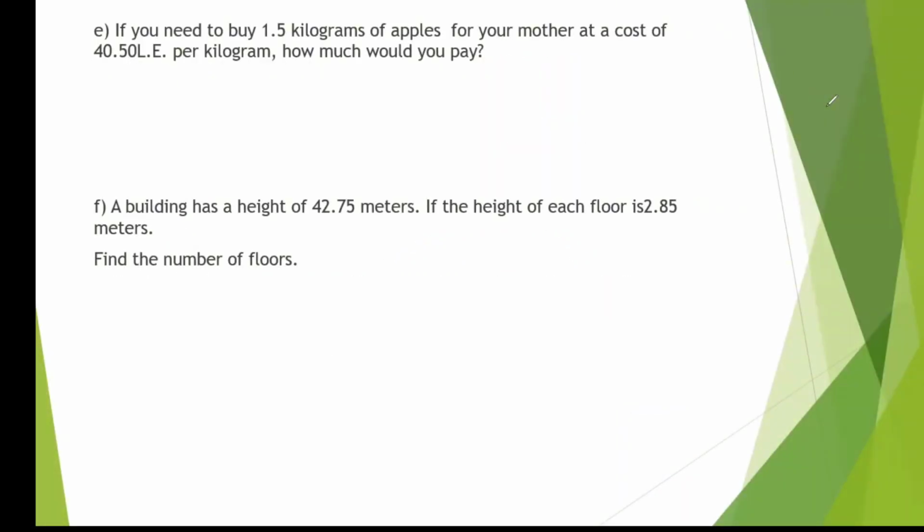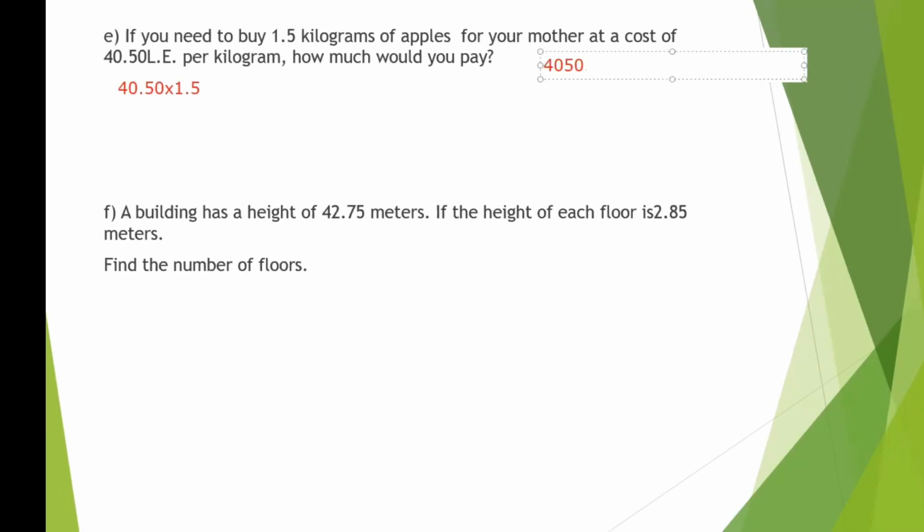E. If you need to buy 1.5 kilogram of apples for your mother at a cost of 40.50 Egyptian pound per kilogram, how much would you pay? So you have to multiply 40.50 times 1.5. First, ignore the decimal point and multiply 4050 by 15. 5 times 0, 0. 5 times 5, 25, 5 and carry 2. 5 times 0, 0 plus 2 equals 2. 5 times 4, 20. First, put 0. Then multiply 4050 times 1 equals the same answer.